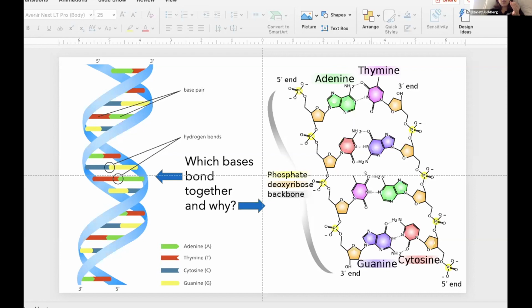I want you to look in the middle, and I want you to see what's different about adenine and thymine versus cytosine and guanine. There's a difference here between these two and these two. Let's see if you can spot it, if you can figure it out. I'm gonna give everyone a minute or two more.